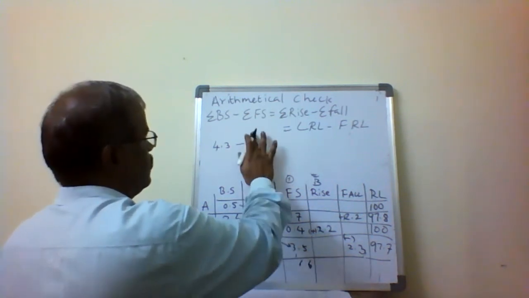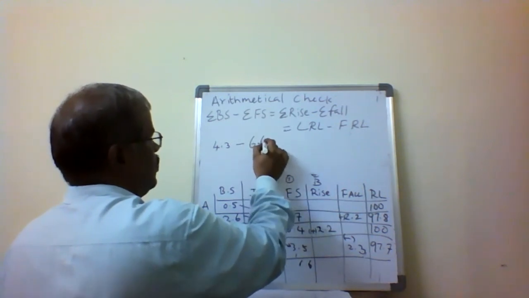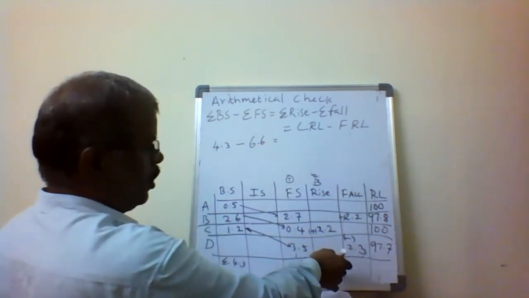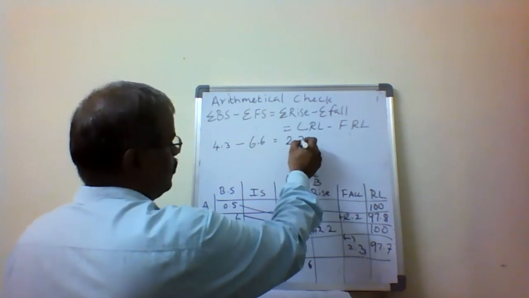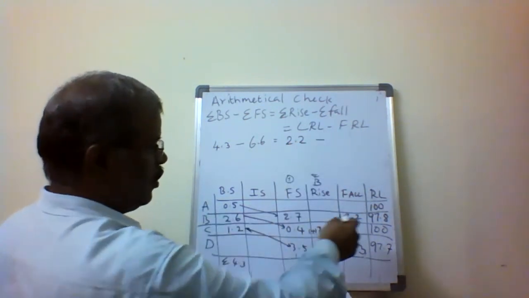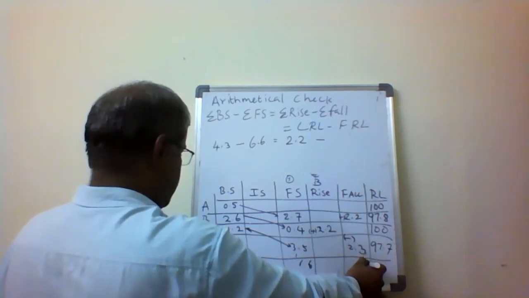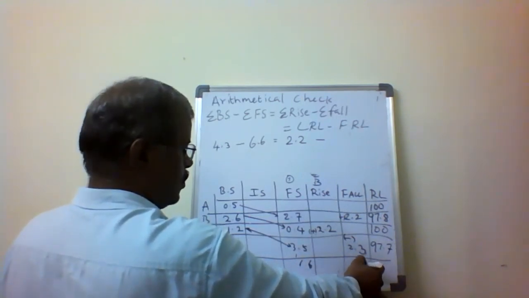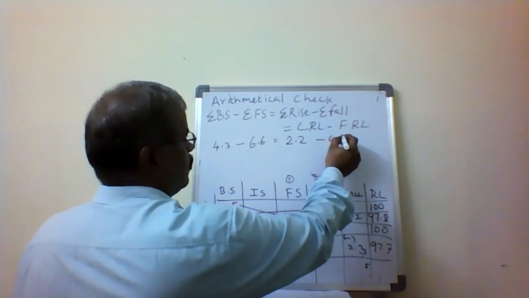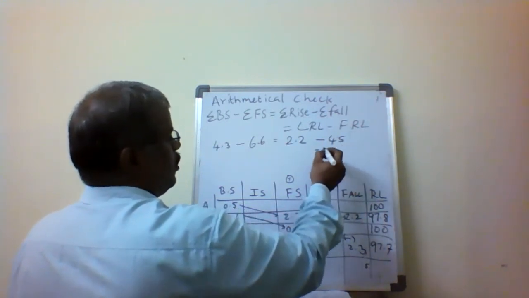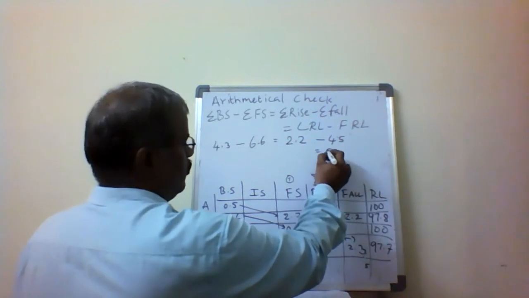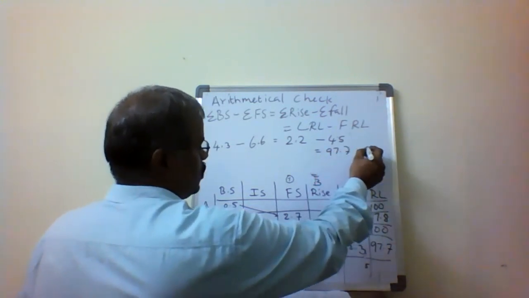6.6 equal to sigma rise, only one is there, 2.2. Summation of the falls, 2.2 and 2.3, 4.5 equals last RL, 97.7, minus first RL, 100.